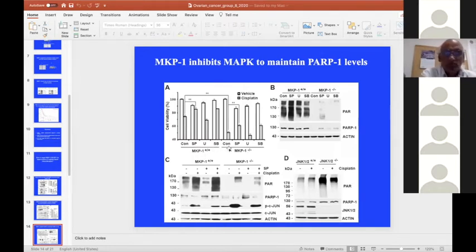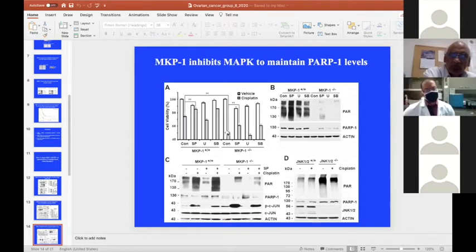We treat MKP1 cells with cisplatin in the absence or in the presence of the inhibitor. And the idea is if it's involved, we can rescue the cell death induced by cisplatin. So basically, if we add U0126, it increases cell death in the MKP1 minus cells, so we exclude the involvement of ERK.